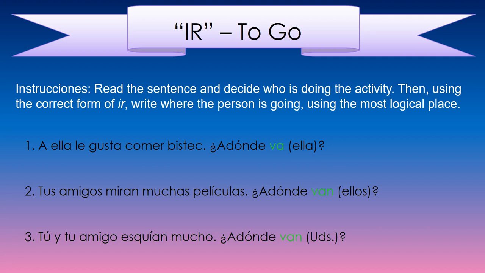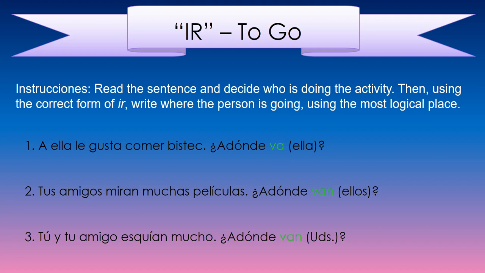Now, if you don't know the words right now to be able to answer that, like you don't know the word for restaurant, you can at least try to get the form of ir right. So she would go, or she goes, we don't know would, sorry. She likes to eat steak. Where is she going? Well, she is going to the restaurant. Go ahead and pause here. I will count to 3.